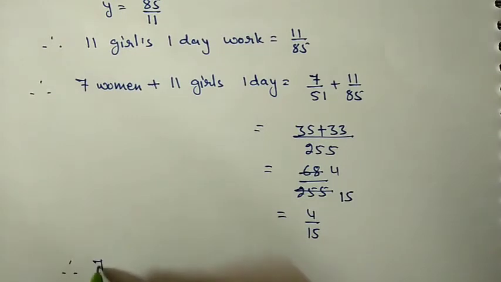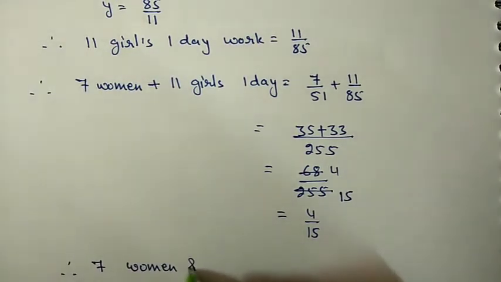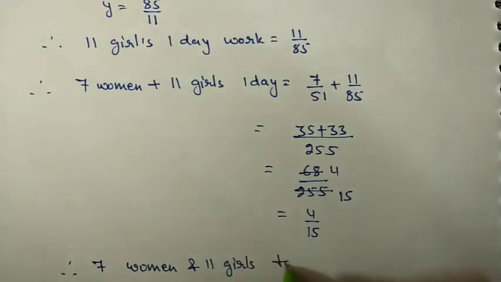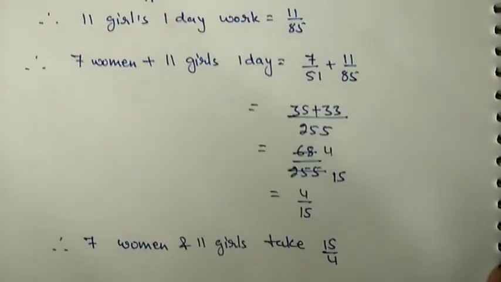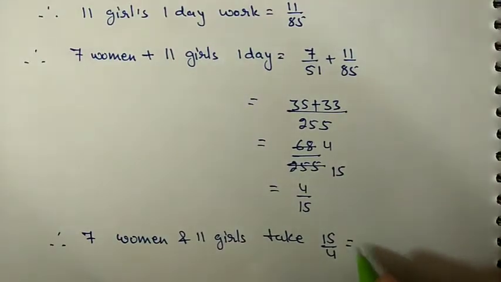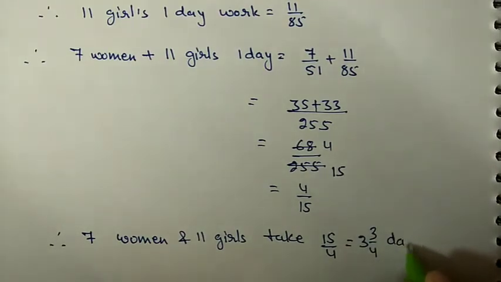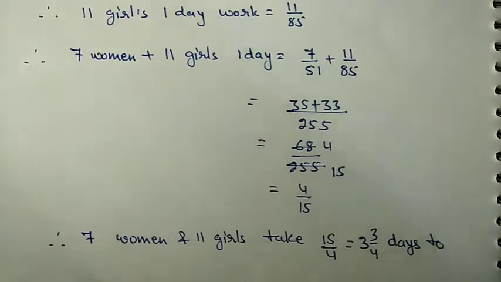Therefore 7 women and 11 girls take 15 by 4, which we can convert into a mixed fraction, 3 whole number 3 by 4 days to complete the work.